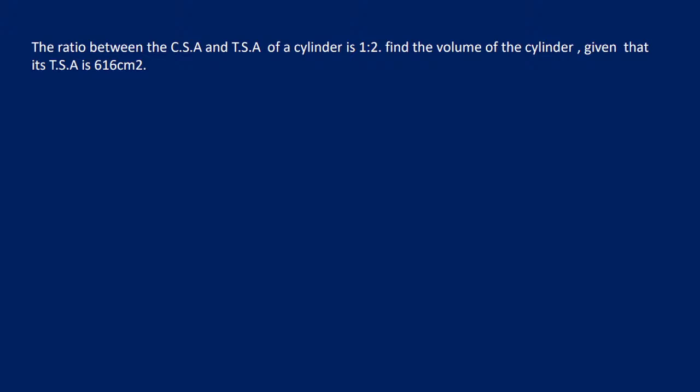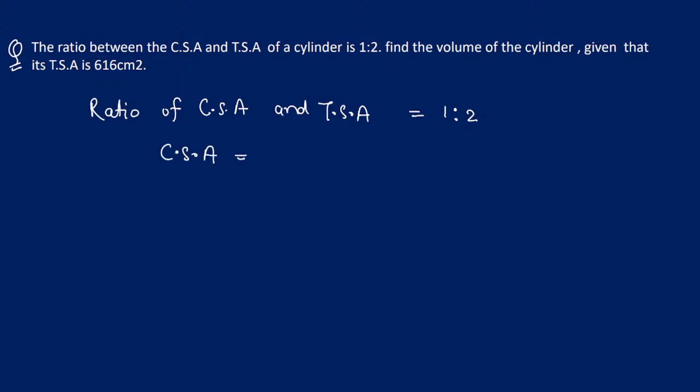The question: the ratio between the curved surface area and total surface area of a cylinder is 1:2. The ratio of CSA, curved surface area, and TSA, total surface area, is given as 1:2. It means that the curved surface area equals x, and the total surface area of the cylinder can be 2x. Find the volume of the cylinder.